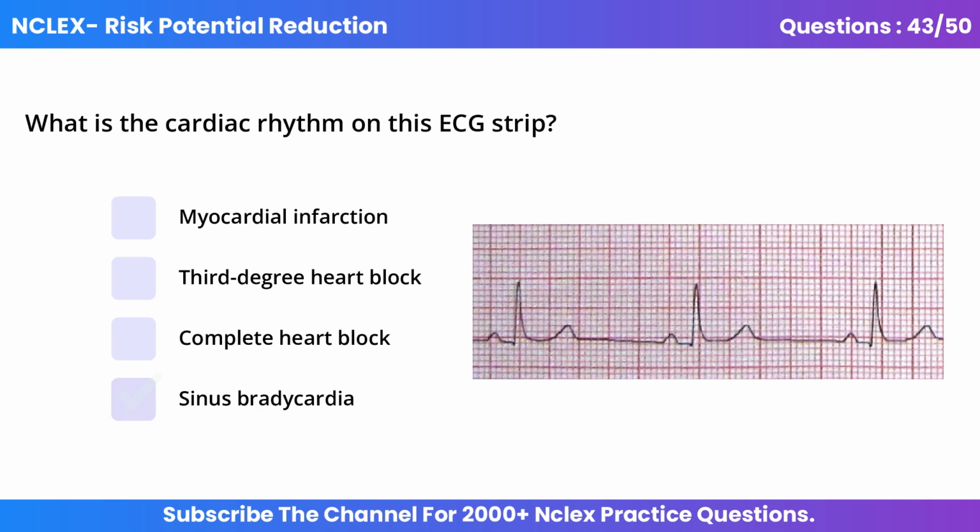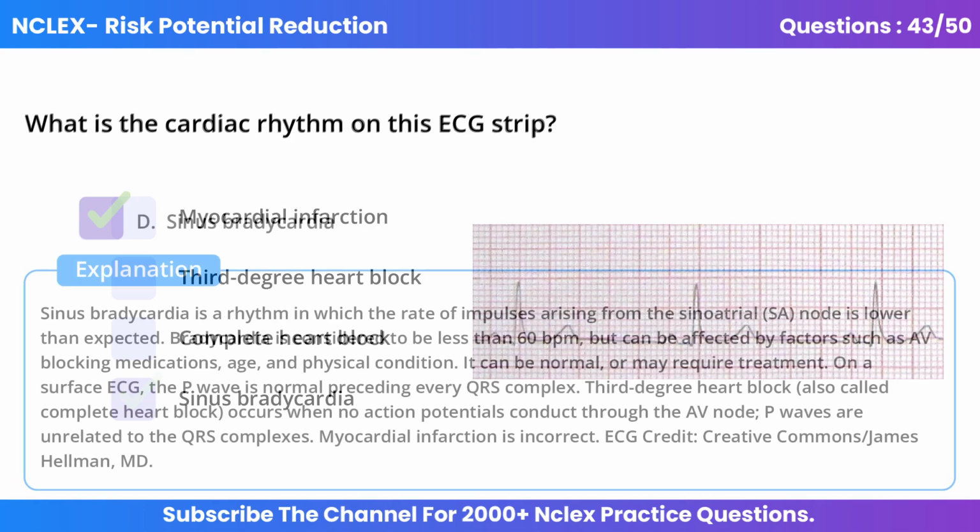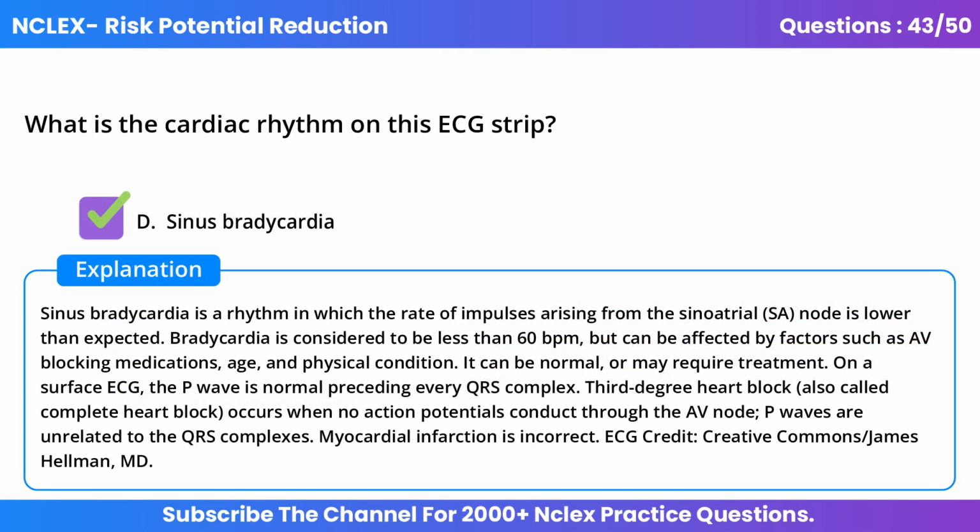D. Sinus bradycardia. Sinus bradycardia is a rhythm in which the rate of impulses arising from the sinoatrial (SA) node is lower than expected. Bradycardia is considered to be less than 60 bpm, but can be affected by factors such as AV-blocking medications, age, and physical condition. It can be normal, or may require treatment.